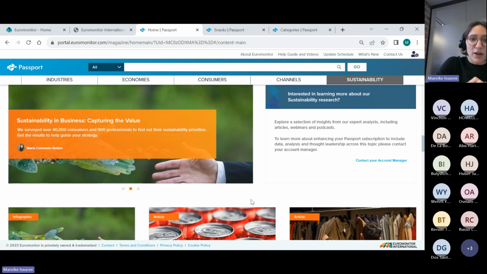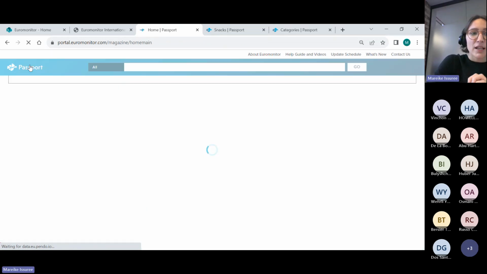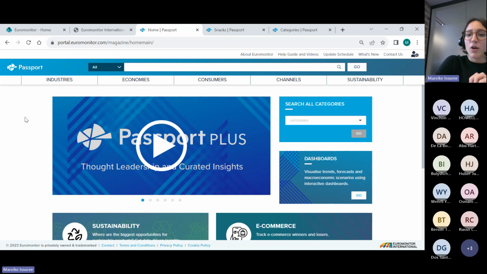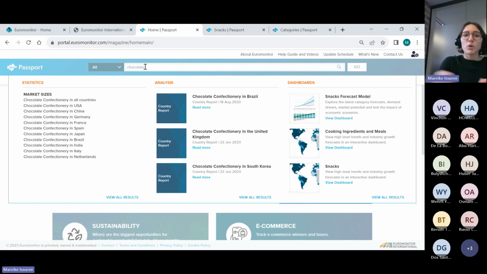But you might be wondering, well, how do I now best search in Passport? For this, let me go back to the main landing page. Now, there are three major ways of how you can retrieve information in Passport. You could very simply use our keyword search at the top, and what that will do is search through all of Passport. Let's say we are interested in chocolate, maybe the chocolate confectionery market. What we can then simply do is type in chocolate, and it will search all of Passport, and it will show us relevant statistics such as market sizes, but also relevant analysis, for example, country reports.